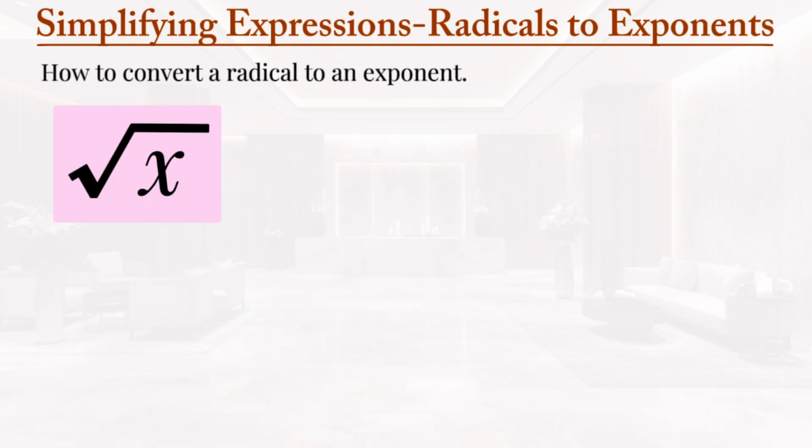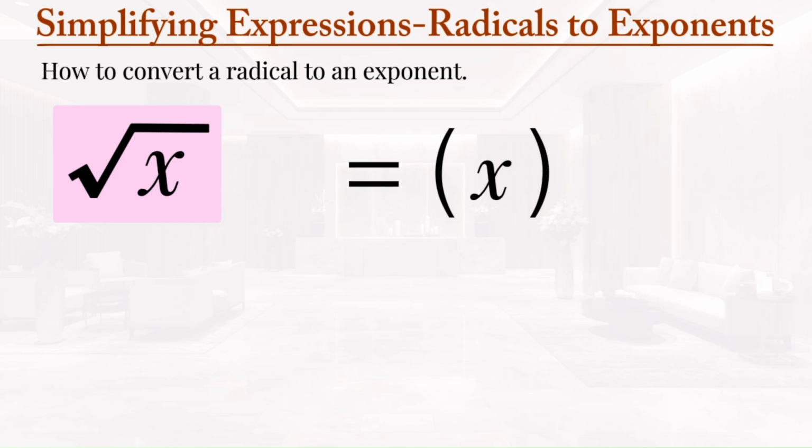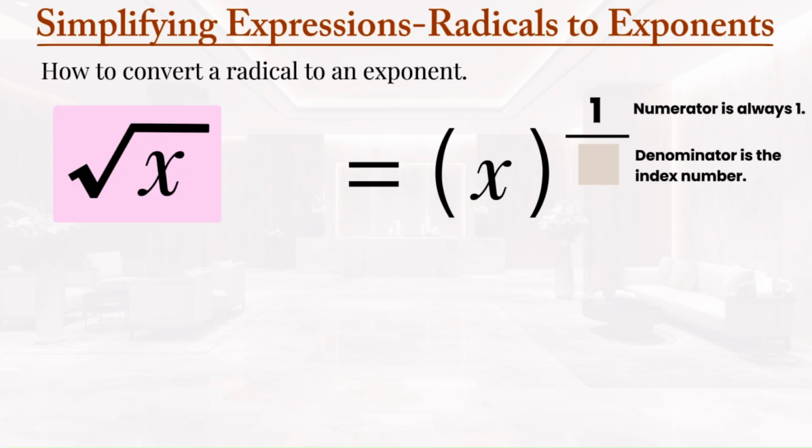To convert a radical to an exponent, take the subject and put it in brackets. Then, outside the brackets, you're going to give the subject a fractional exponent. The numerator is always given a number 1, and as for the denominator, it will get a number that is the index. In this case, the number will be 2, since that is the radical index.